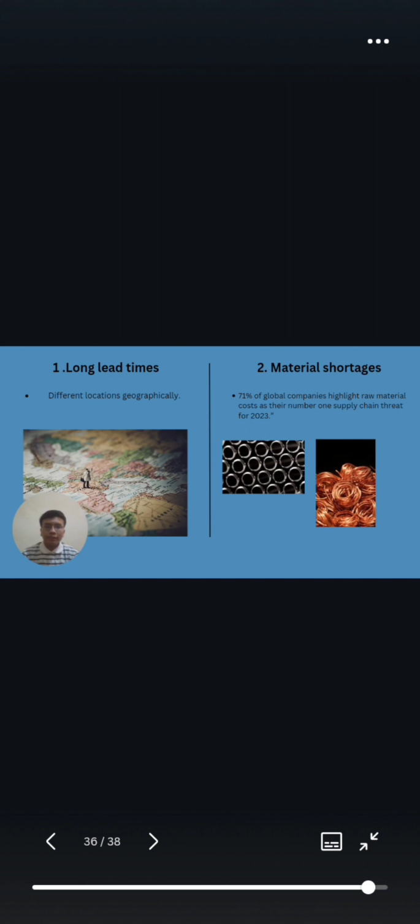So next, the second issue is material shortage. As we know, 71% of global companies said that raw material cost is their threat for supply chain. So raw material cost is very high, and it is very challenging for other countries to import the raw material, because if the raw material cost is very high, the demand for raw material can get low, and they cannot get more profit from the raw material.